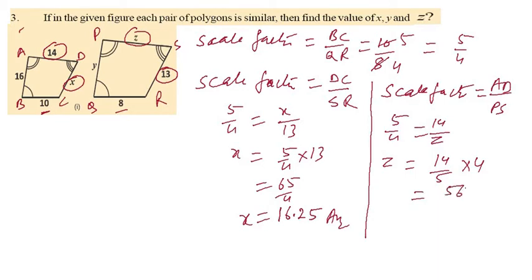It is 56 upon 5. So 5 ones are 5, 5 twos are 10, and so Z will be equal to 11.2. It is your second answer.